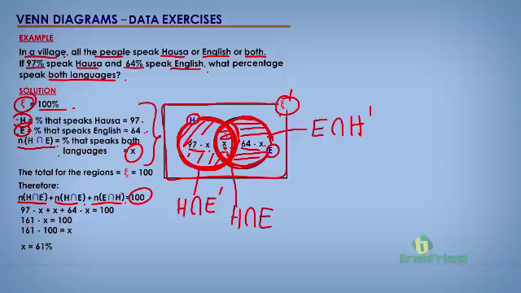The values that we have within those borders are 97 minus x for the cardinality of H intersection E prime. We also have x for the cardinality of our intersection here, H intersection E. Then we have 64 minus x for the cardinality of E intersection H prime. All of this summed up would give us 100. We'd have 161 minus x to give us 100. 161 minus 100 would give us our value x, and that is 61%.